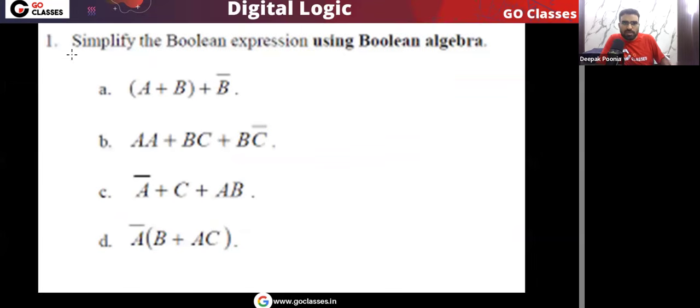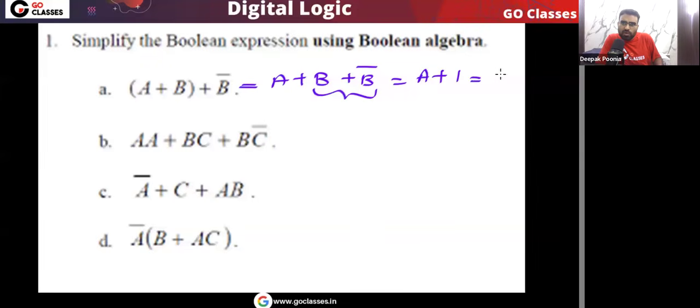Let's solve this question. Simplify the Boolean expressions using Boolean algebra. Here you can see A or B or B bar. We know that the OR operation is associative, so I can simply write it as A or B or B bar. Now what is B or B bar? That is equal to 1. So it will be A or 1. What is A or 1? That will be equal to 1.